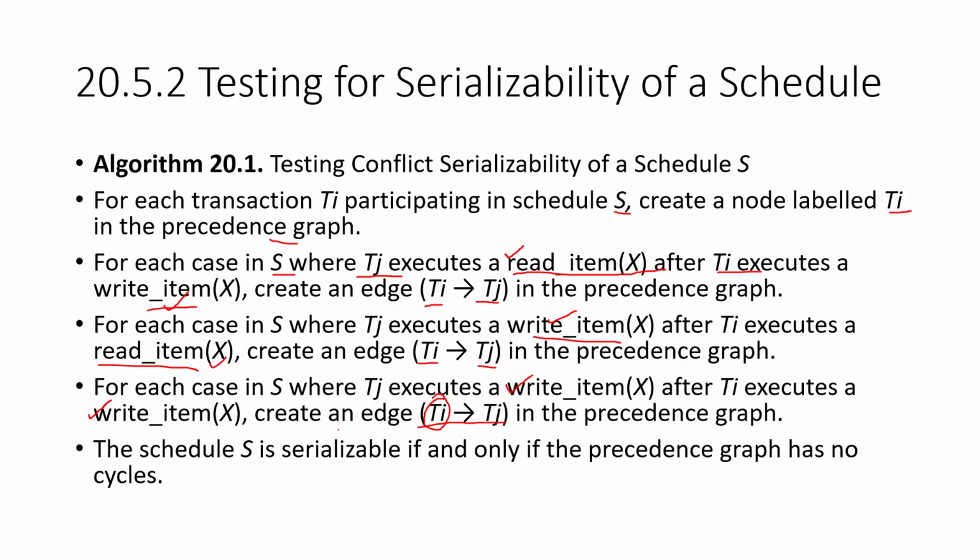So this is how we build the precedence graph. First of all create the nodes, then create the edges. And the schedule is serializable if and only if the precedence graph has no cycles. Okay, there should not be any cycles. If there are cycles, it means the schedule is not serializable.